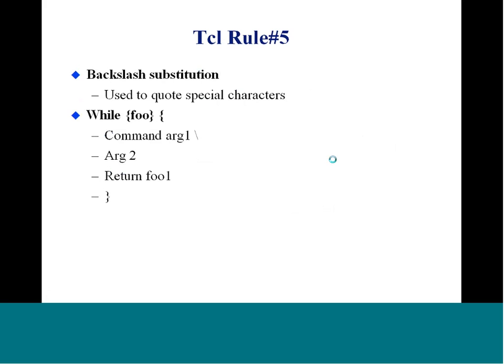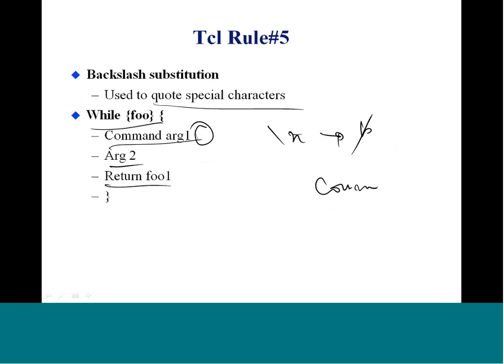Now let's look at the next rule. The next rule is the backslash substitution. This is used to quote special characters essentially. Here you can see one interesting program, while foo, you have a command arg 1, arg 2 return, and here you see that the new line is actually escaped with the backslash. So backslash and then the new line. What do you think will happen? When it executes this command, the backslash and the new line is replaced with just a blank space. So this is as good as saying command arg 1 space arg 2.